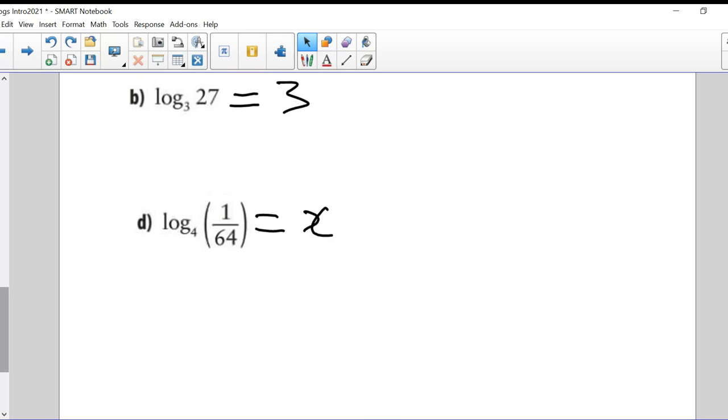And then, here's a part that I'm going to be asking you for now. Put this in exponential form for me, please, Brendan. Give me the exponential form of what I just wrote down. I just set it equal to x. So there's an exponential way of saying that. What would that be?